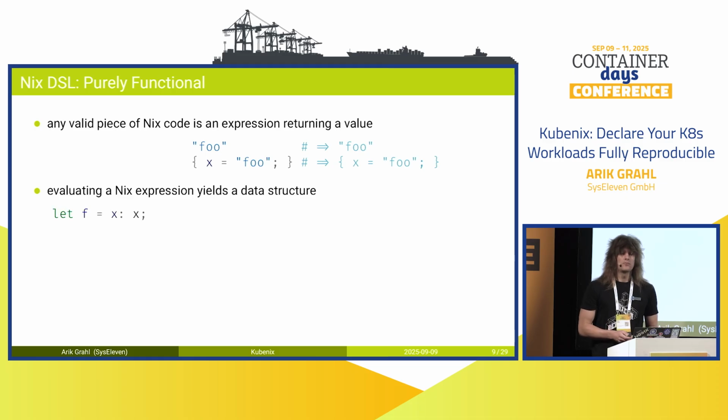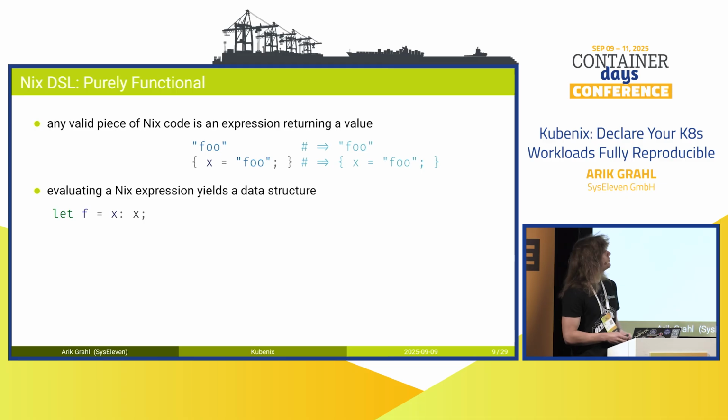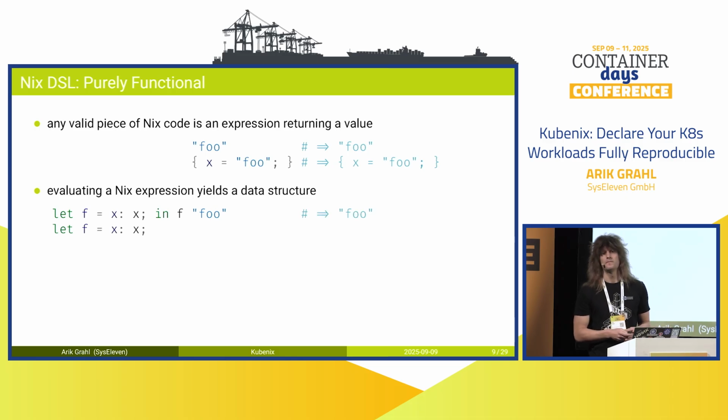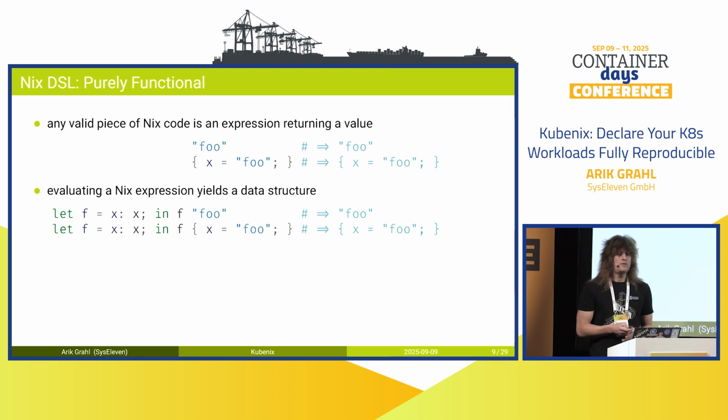To illustrate this, we are defining a function f, which receives an argument x and returns it as it is. When calling f with the string as the argument, for instance, this function evaluates and returns the respective data structure. We now call the same function f with a different argument, for instance, the attribute set from the example before, and we receive the passed data structure.